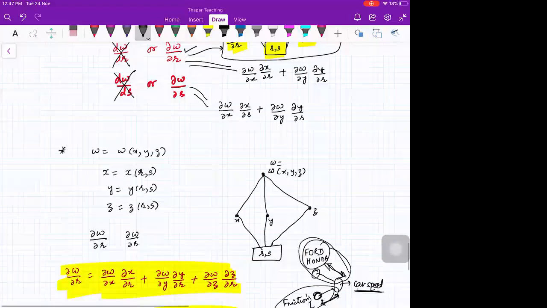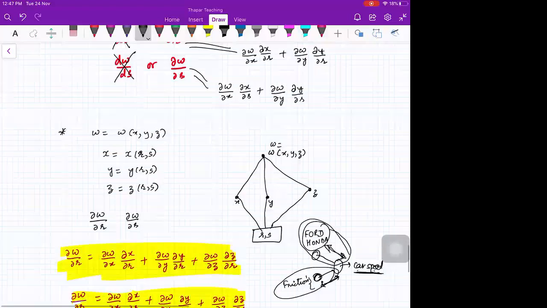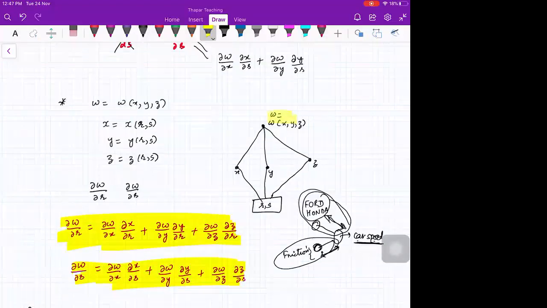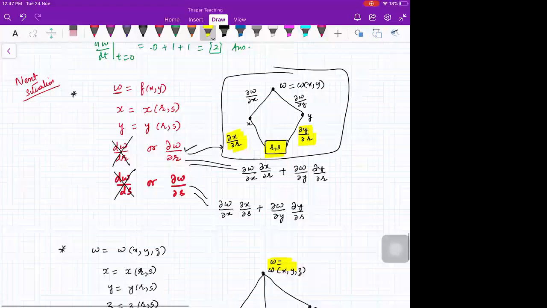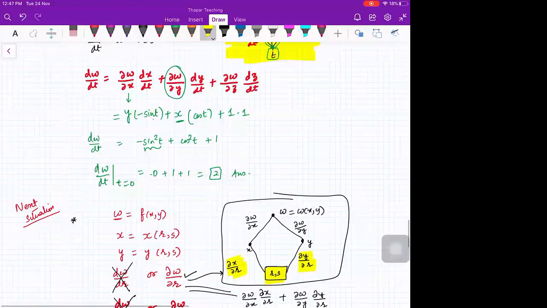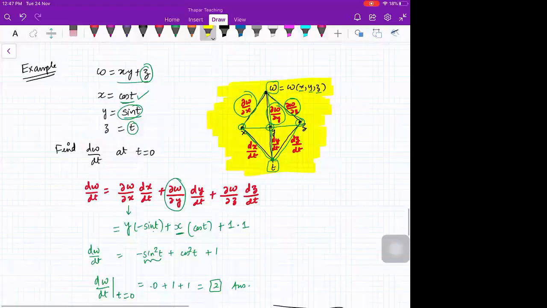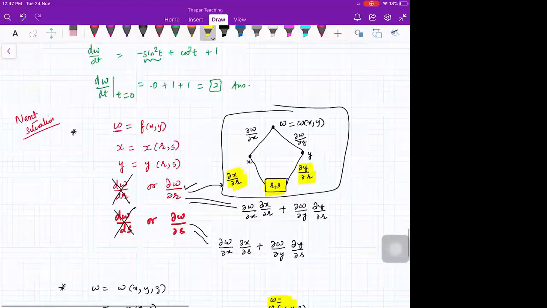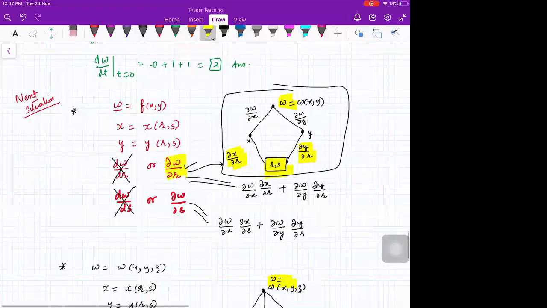No, beta. You see, now W depends on two variables, R and S. That is why again we will talk about partial derivatives. In the last case, W was dependent only on T ultimately. That is why we were talking about dW by dt. In this situation, W ultimately depends on two variables. That is why we are talking about partial derivatives. Yes ma'am, got it.